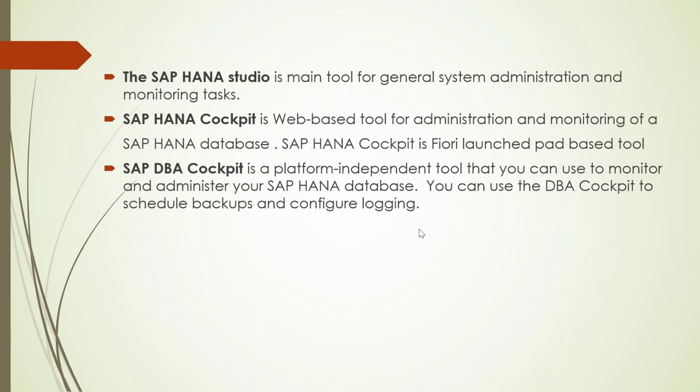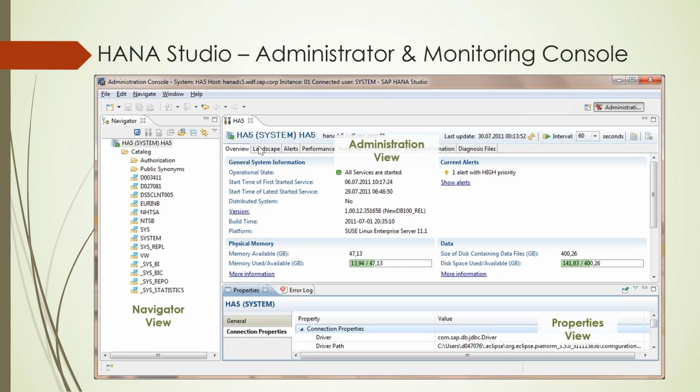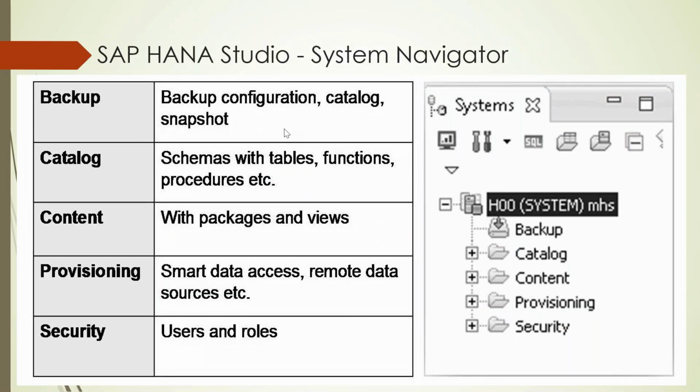So whatever I explained, it is written in very short. So HANA Studio, if you see this, we call it the administrator view. Here we monitor the things. We'll see what we monitor, how to monitor, and what things we need to take care of on a daily basis. This we already covered: backup, catalog, content, provisioning, and security.